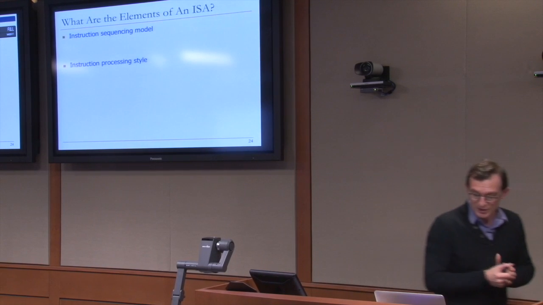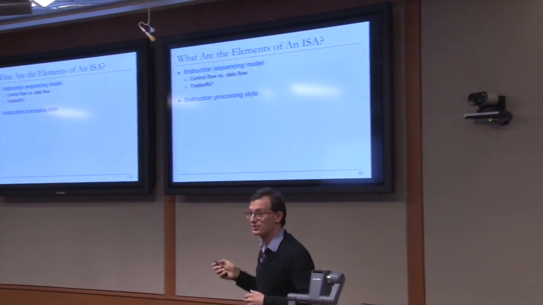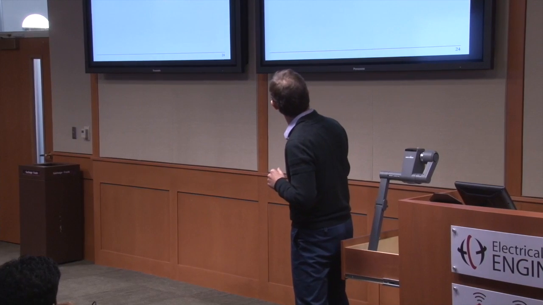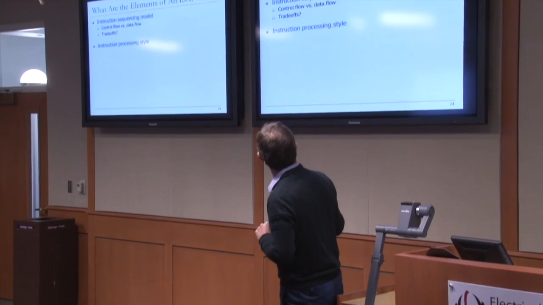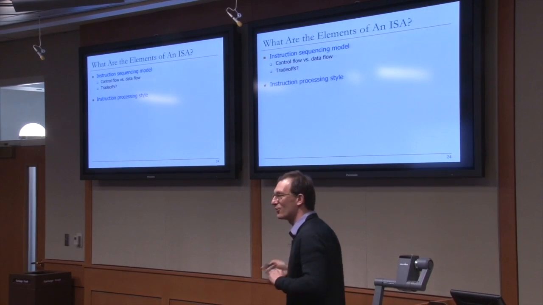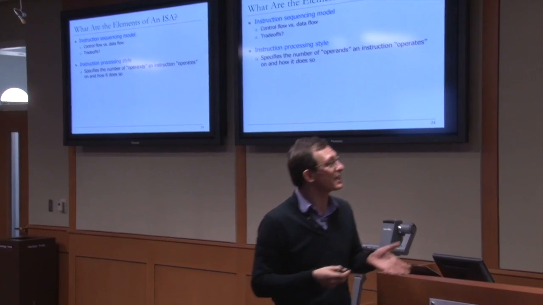Okay. So we've talked about some elements of the ISA, which is the instruction. But instruction sequencing model is also an element of the ISA. ISA determines your sequencing model, control flow versus data flow. And we've discussed some of the trade-offs, and you can think of many, many more. Instruction processing style, and a homework question deals with that. What do I mean by processing style? This specifies the number of operands an instruction operates on and how it does so.